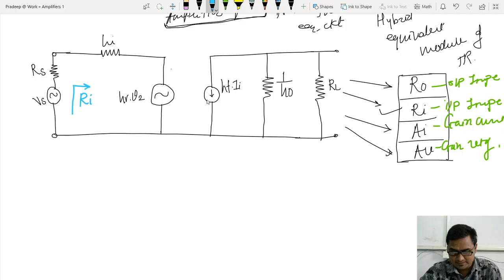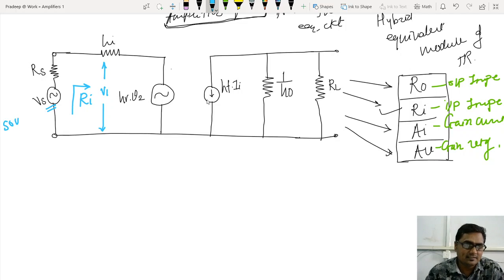Now see, apart from this input impedance, if I say this is the voltage at the input side, then I will give a notation as V1. V1 is the input voltage, the voltage which is exactly present at the base of the transistor. I am not talking about this voltage.